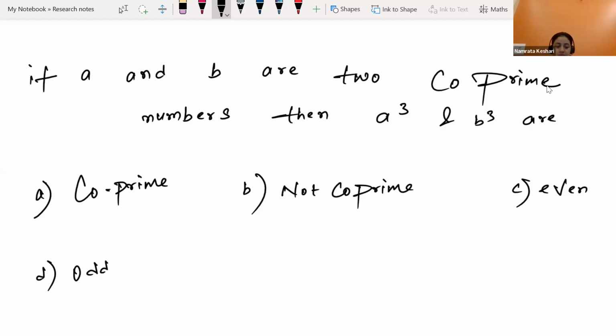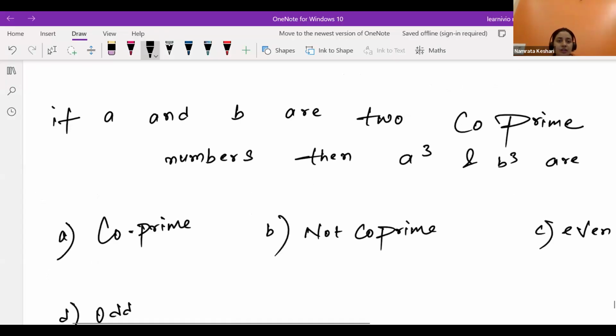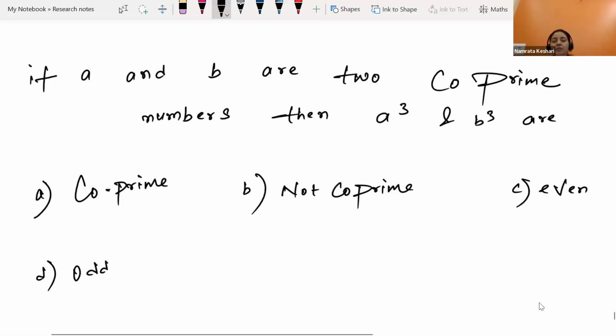Co-prime. Aisha also says co-prime. Okay, let's check it. Will it be co-prime or not? So when A and B are co-prime numbers, what does co-prime mean? Co-prime numbers are those numbers which don't have any common factor other than 1, right?